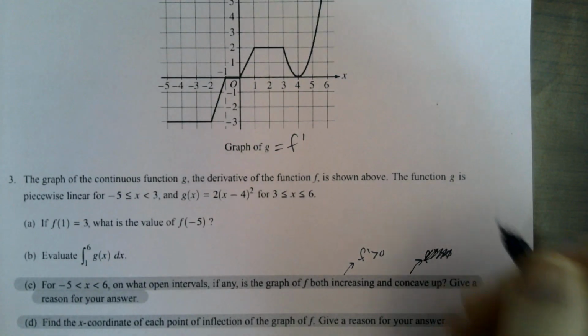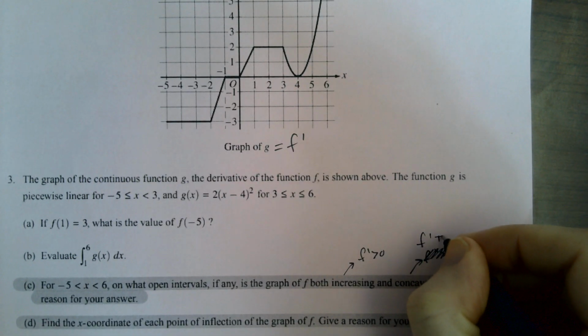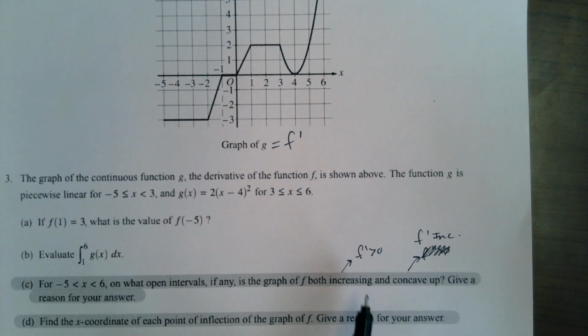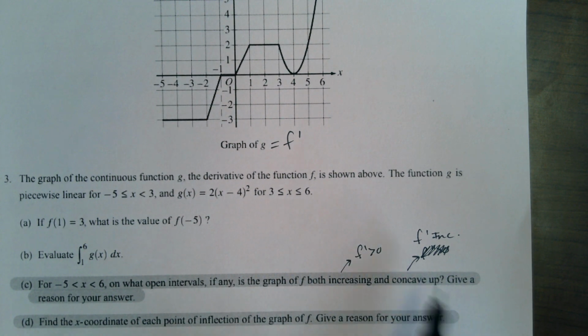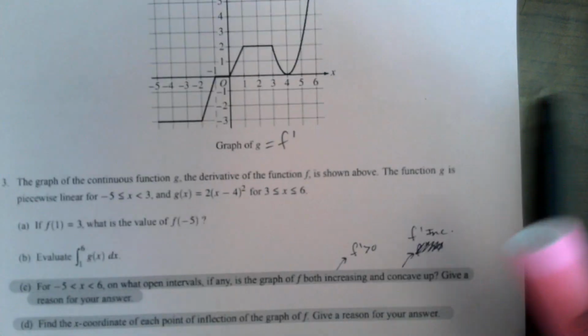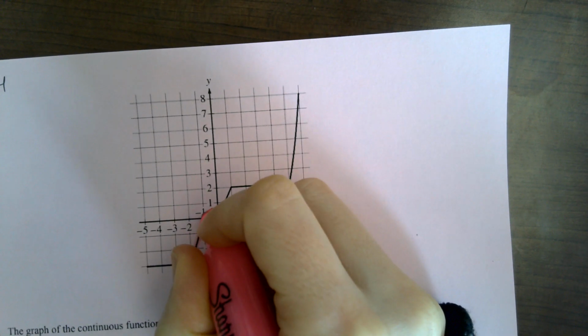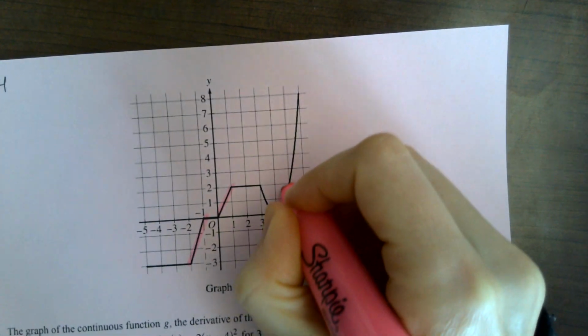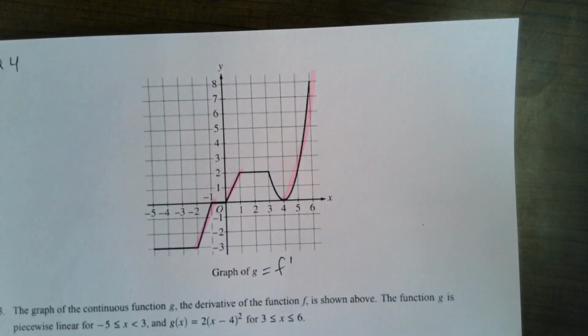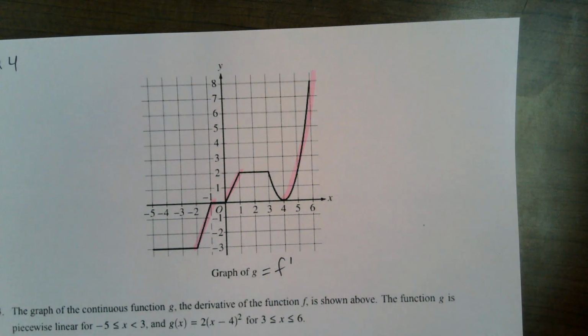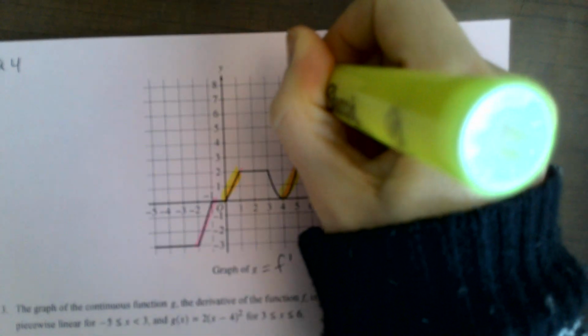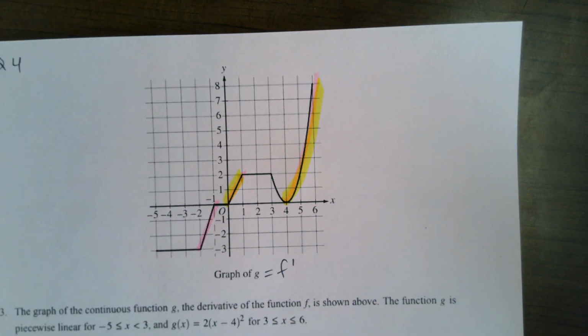So concave up, if you look on Susan's table, would be f prime increasing. So we're looking for where f prime is positive and increasing. Okay, so let me find where it's increasing. So it's increasing here, here, and there. So f prime is increasing on those pink intervals, but it is increasing and positive only on these pink and yellow intervals.